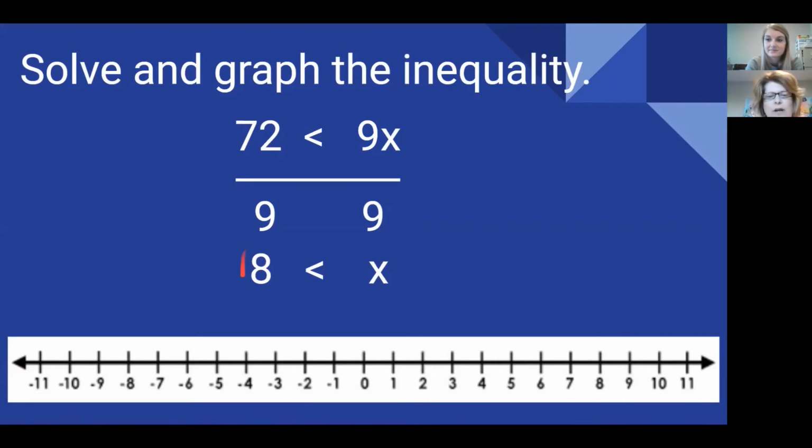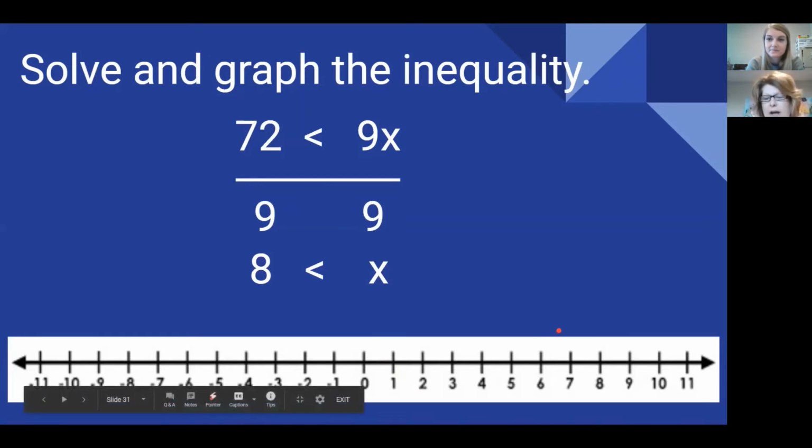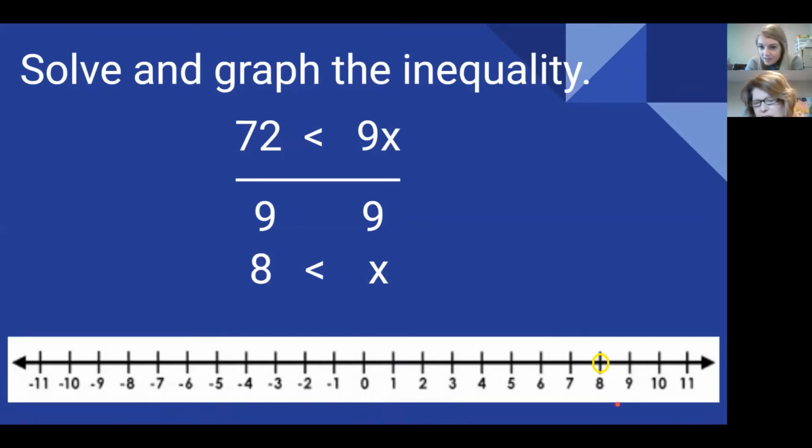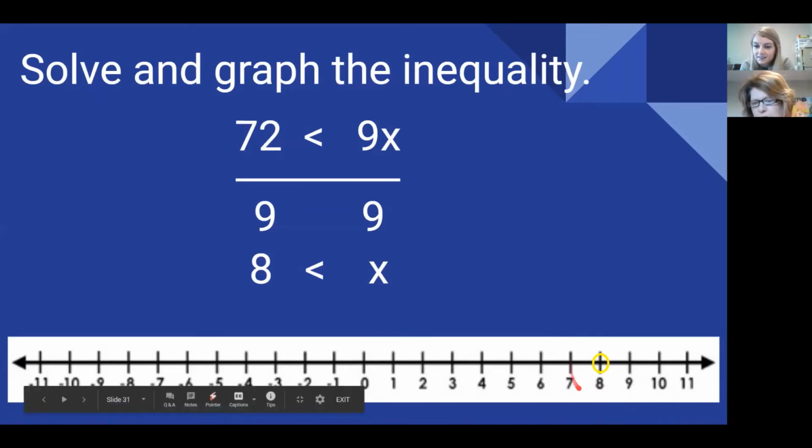So the number that we're given, our starting point, is 8. And is that going to be an open circle or closed circle? Take a moment, think about that. Do you see an equal sign? Okay, so I see no equal sign, so that means it has to be an open circle, and it has to be on 8. So you can see down here, I hope you can see my yellow circle. Mrs. Z, can you see it okay? Yep, it's there.